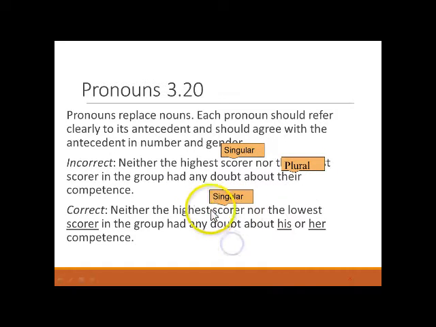What would be correct is if you said neither the highest scorer, so here we again have the singular word, and we replace it with his or her, which is also singular. So you can't use their to make something gender neutral. Well, it's definitely frowned upon to do that. So keep singular nouns with singular pronouns.